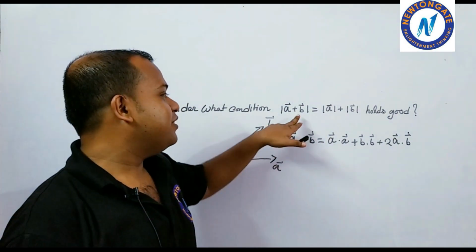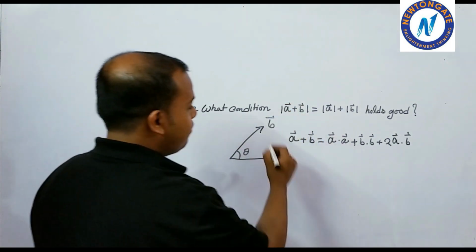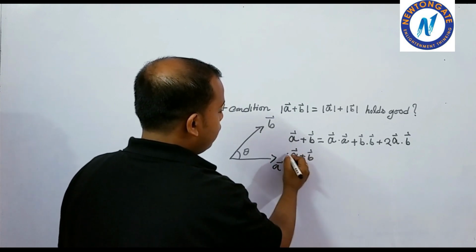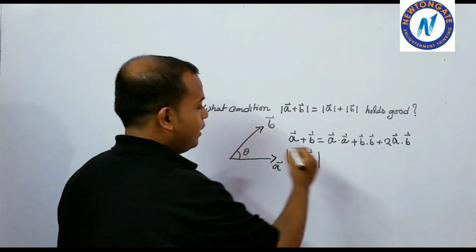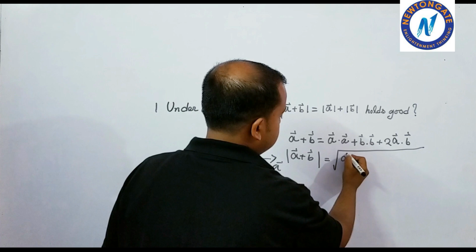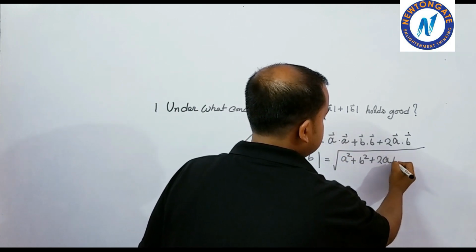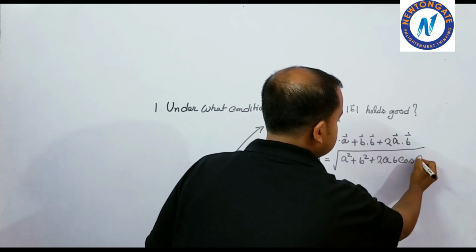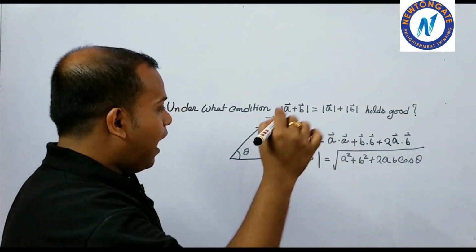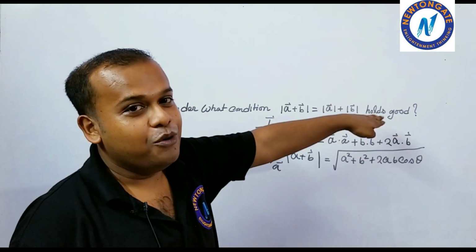Now we have to find out the mod of the resultant. So let us try to find that out. What is the mod of this resultant vector? The resultant vector's mod will be something like this. Now let us consider under which condition this holds good.